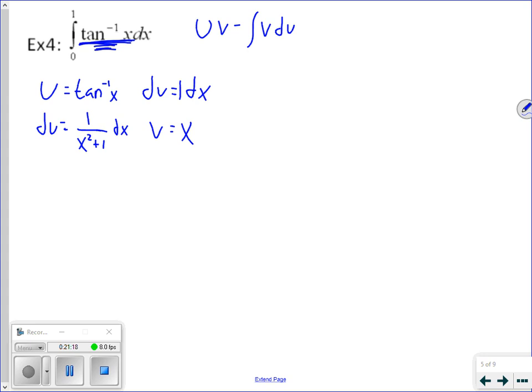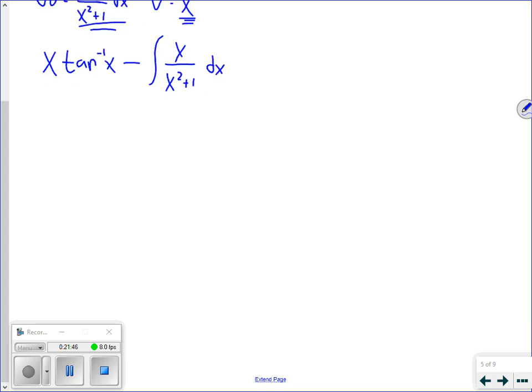So in this case, if I did my little zigzag like I like to do, uv would be tan inverse of x times x, or I'm just going to write it as x tan inverse of x, minus the integration of v, which is x, du, which is this quantity. So I'll multiply those together, that's x over x squared plus 1 dx. Okay. Now, we couldn't integrate the first part, but we can integrate this second part, x over x squared plus 1.